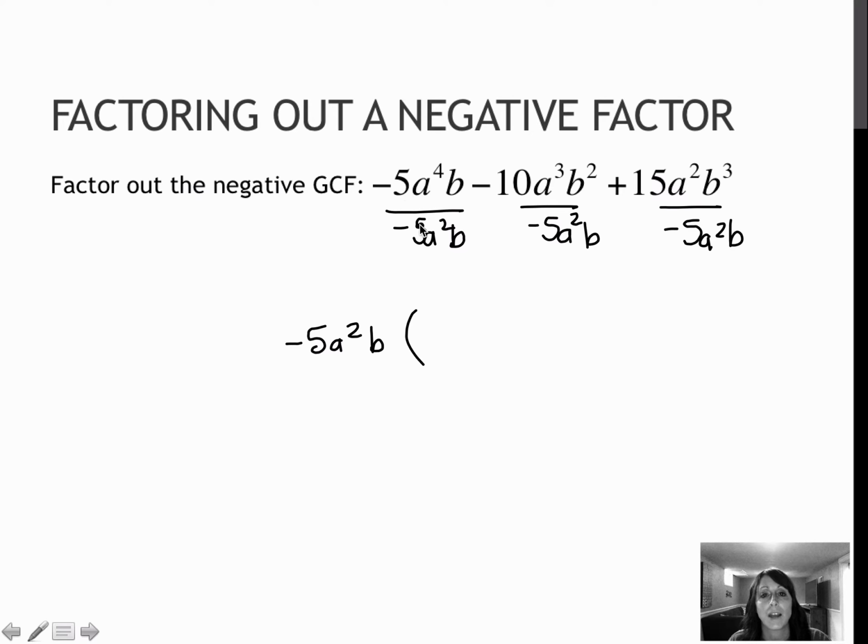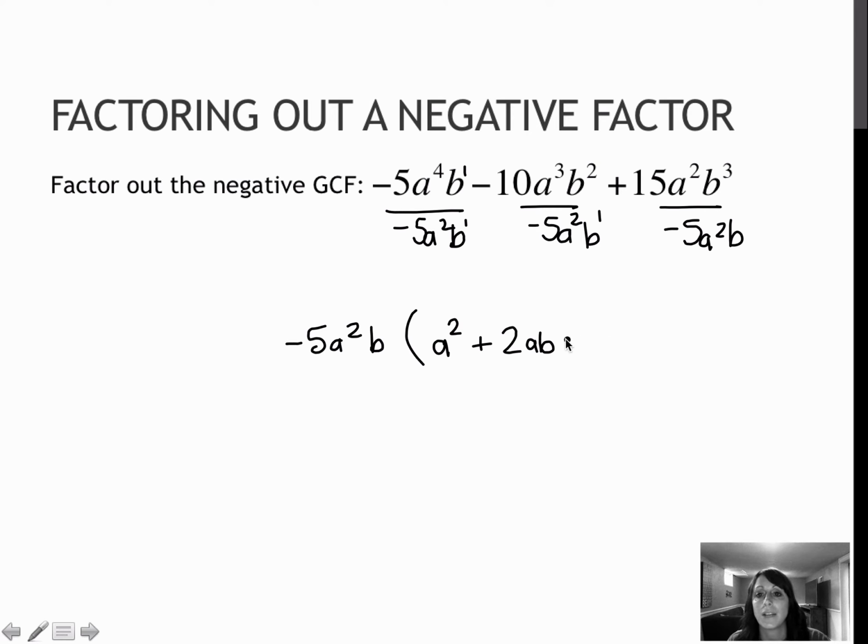-5 divided by -5 is 1. Again, you can write the 1 as the coefficient, but often we don't. 4 minus 2 is 2, so a to the second. And then b to the first minus b to the first is b to the 0, or just 1. So my first term is a². -10 divided by -5 is +2. And then 3 minus 2 is a to the first. And then 2 minus 1 is b to the first.